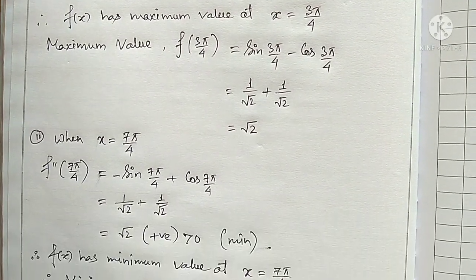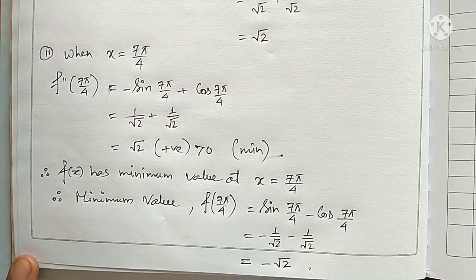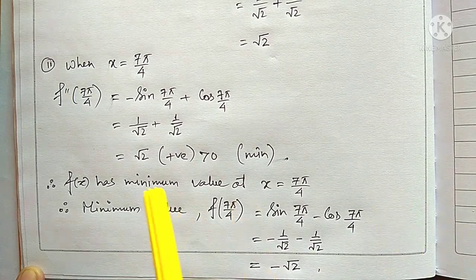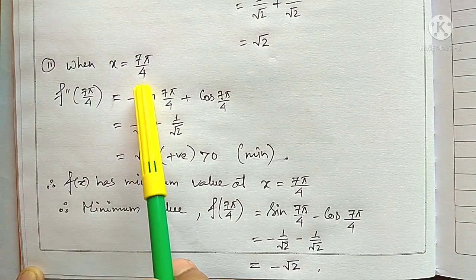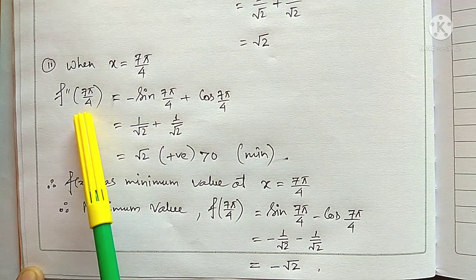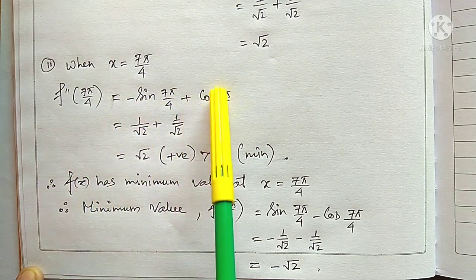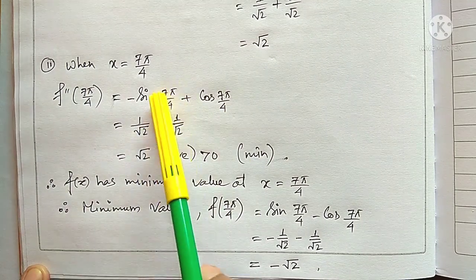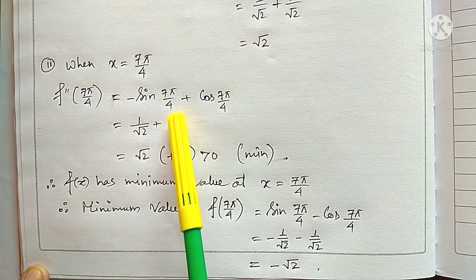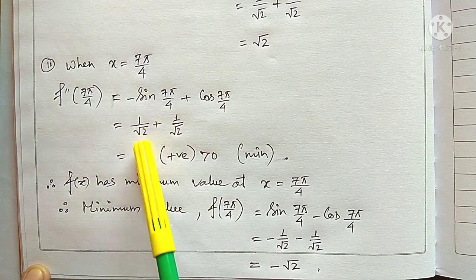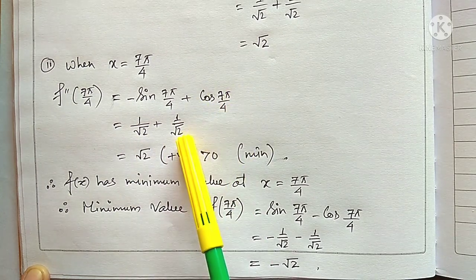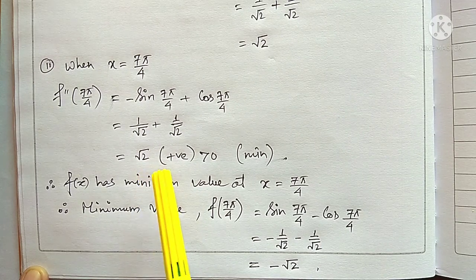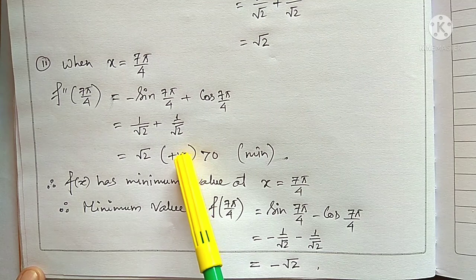In this way, one more critical point is here, is it not? So now for the second critical point, let's see what to write. When x equal to 7 pi by 4, again we put it in the second derivative: minus sine 7 pi by 4 plus cos 7 pi by 4. When we break 7 pi by 4 we get minus 1 by root 2, and minus minus plus 1 by root 2, which gives 1 by root 2. So 1 by root 2 plus 1 by root 2, ultimately the value is root 2. So this is a positive value, and our verification is complete.